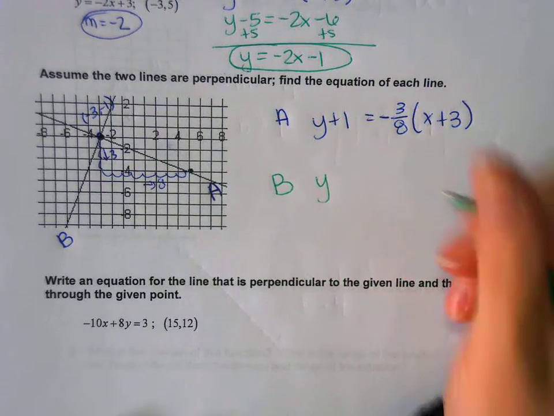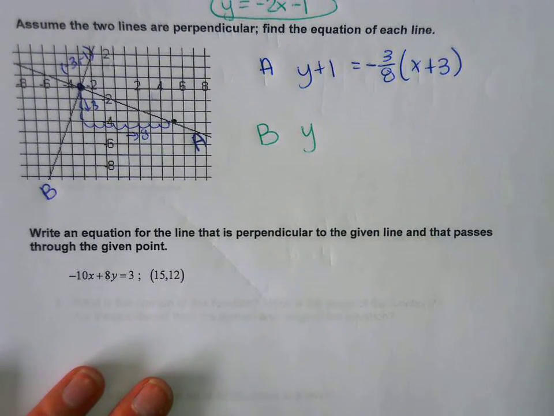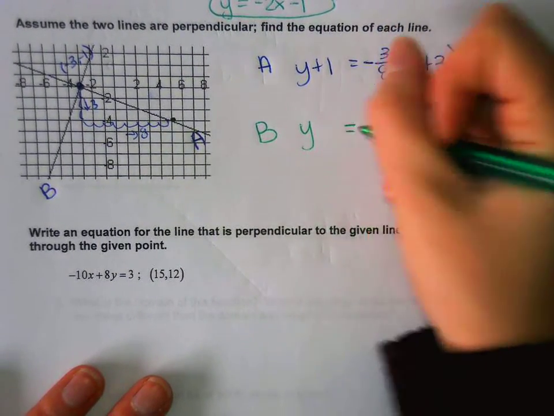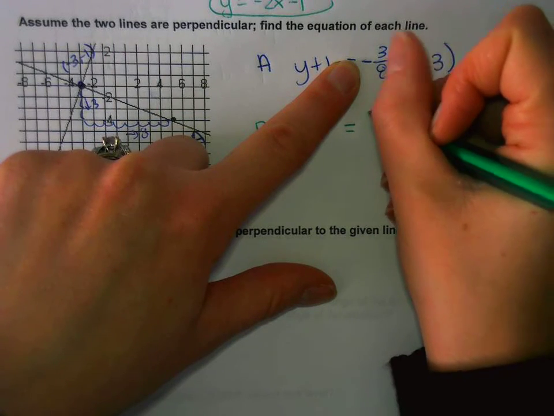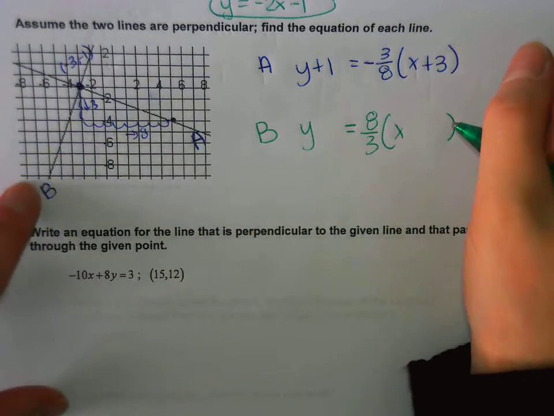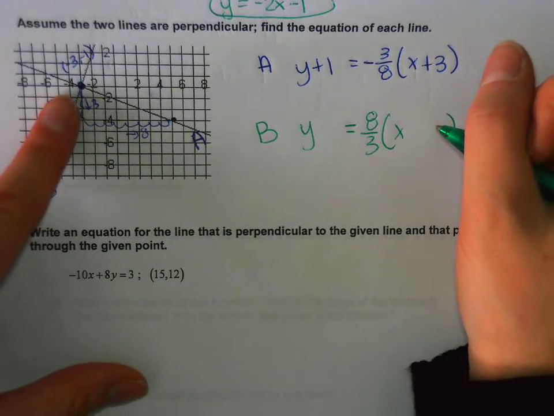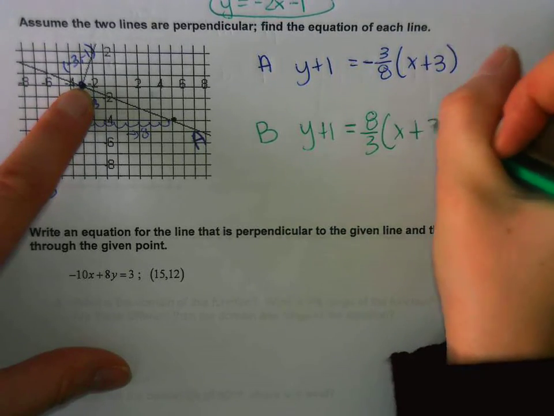So now I'm going to take a look at B. For this one, before when we were dealing with parallel, they were the exact same slope. Now when I'm dealing with perpendicular, they have to be opposite reciprocals. So if I have a negative, it's now a positive, and the reciprocal means now I have 8/3. Since they're perpendicular, they intersect, so I can use my exact same points. So I can say +1 and +3.